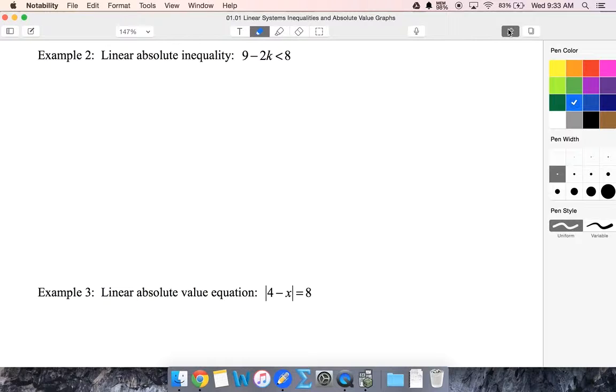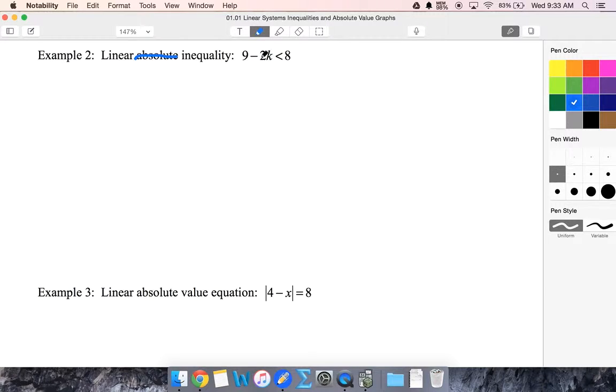And this one is looking at, it says linear absolute inequality, but this is actually just a linear inequality. Sorry about that. So this is a linear inequality. We're saying that this expression on the left side has to be less than 8. We want to know the values of k that make this true.